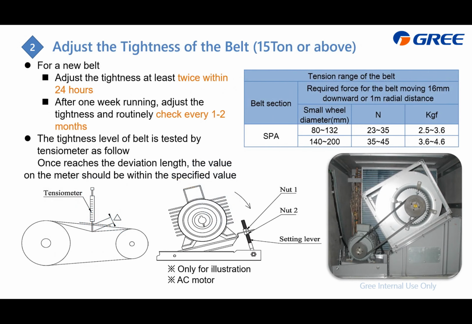As for the evaporator fan motor, here are pictures just for your reference. Inside that, you can find that there is a belt, which means you need to adjust the tightness. Our requirement is that for the new belt, you need to adjust at least twice within 24 hours, and after 1 week, adjust every 1 to 2 months. Adjusting the tightness ensures this motor can transmit the force to the fans.